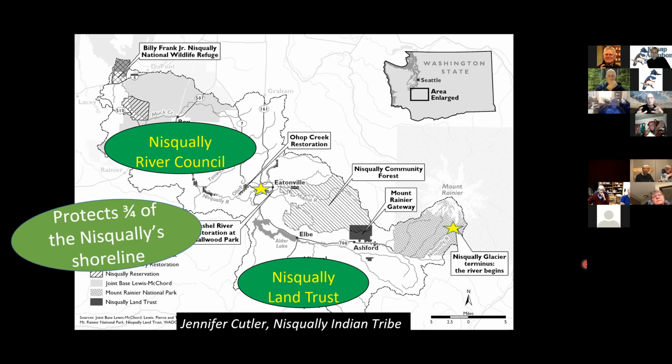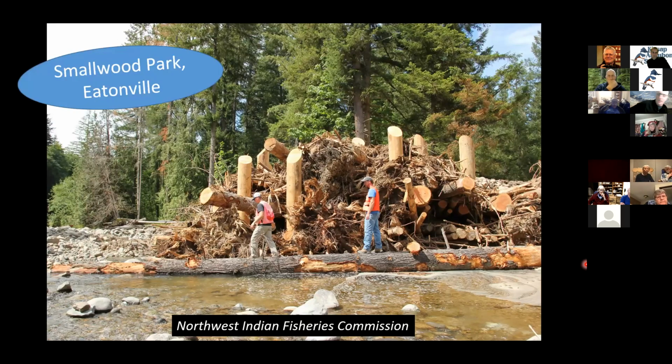And some of the projects are what you and I have next on our docket to check out. Here's two of them in Eatonville. Enumclaw, right, Jeff? Wrong watershed. In Eatonville. This is at Smallwood Park, and this is a relative of the log bundles.